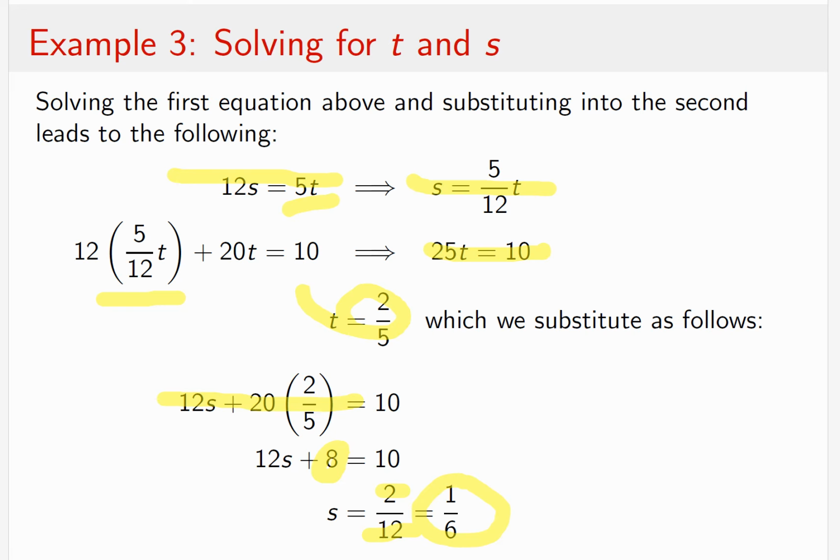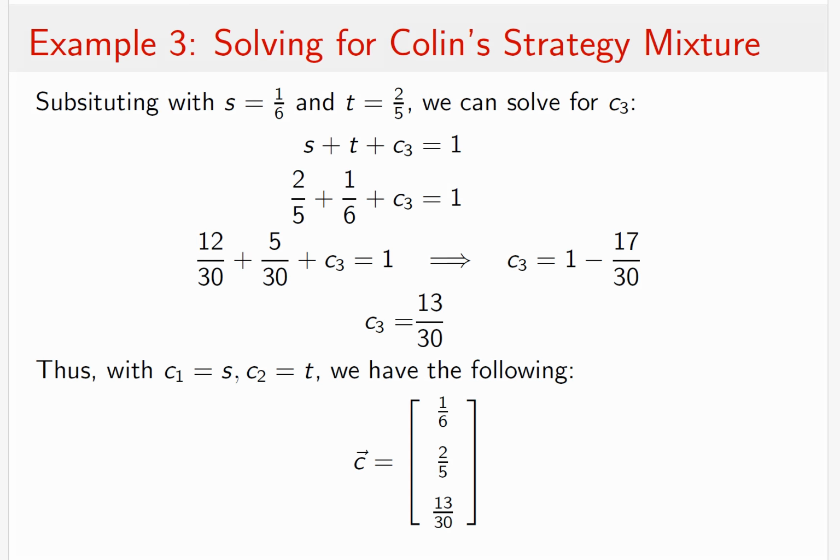So I have t equals 2/5, I have s equals 1/6, and now I have enough information to be able to solve for the third one, right? Since s plus t plus c3 equals 1, right, I can substitute in.